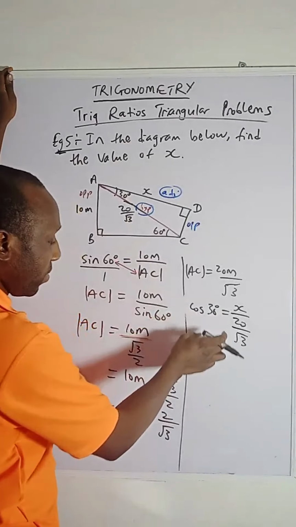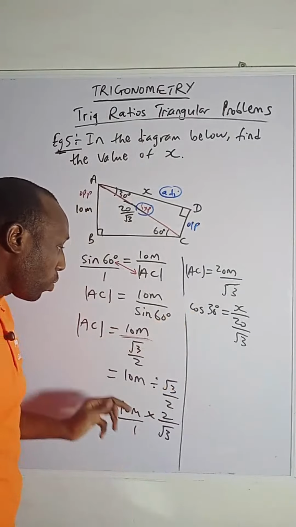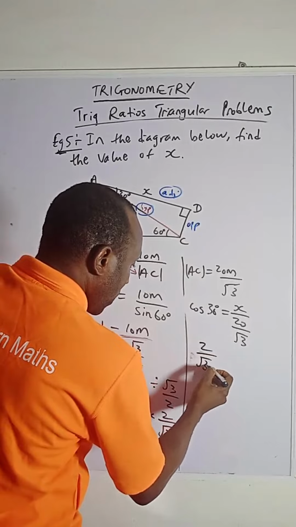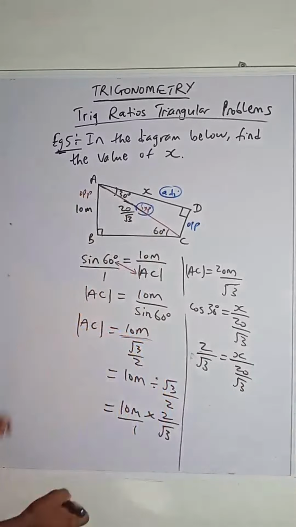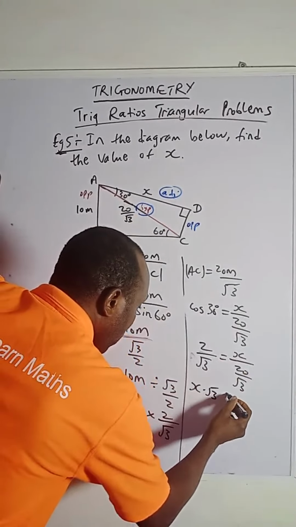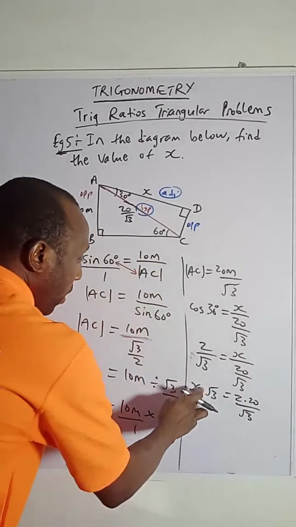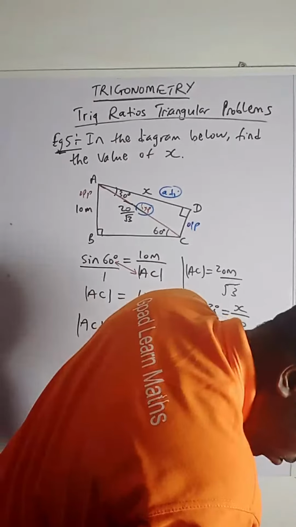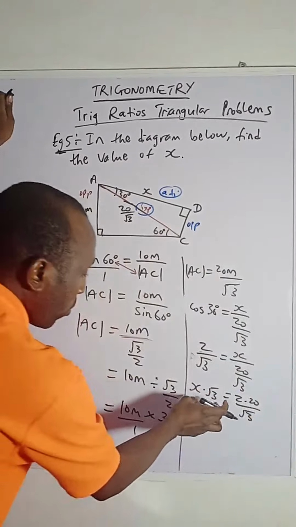What's cos 30? Cos 30 and sine 60 are the same, which is root 3 over 2. So root 3 over 2 is equal to X over 20 over root 3. So you have X times root 3 is equal to 2 times 20 over root 3. A smart thing you can do is to bring this root 3 down here.